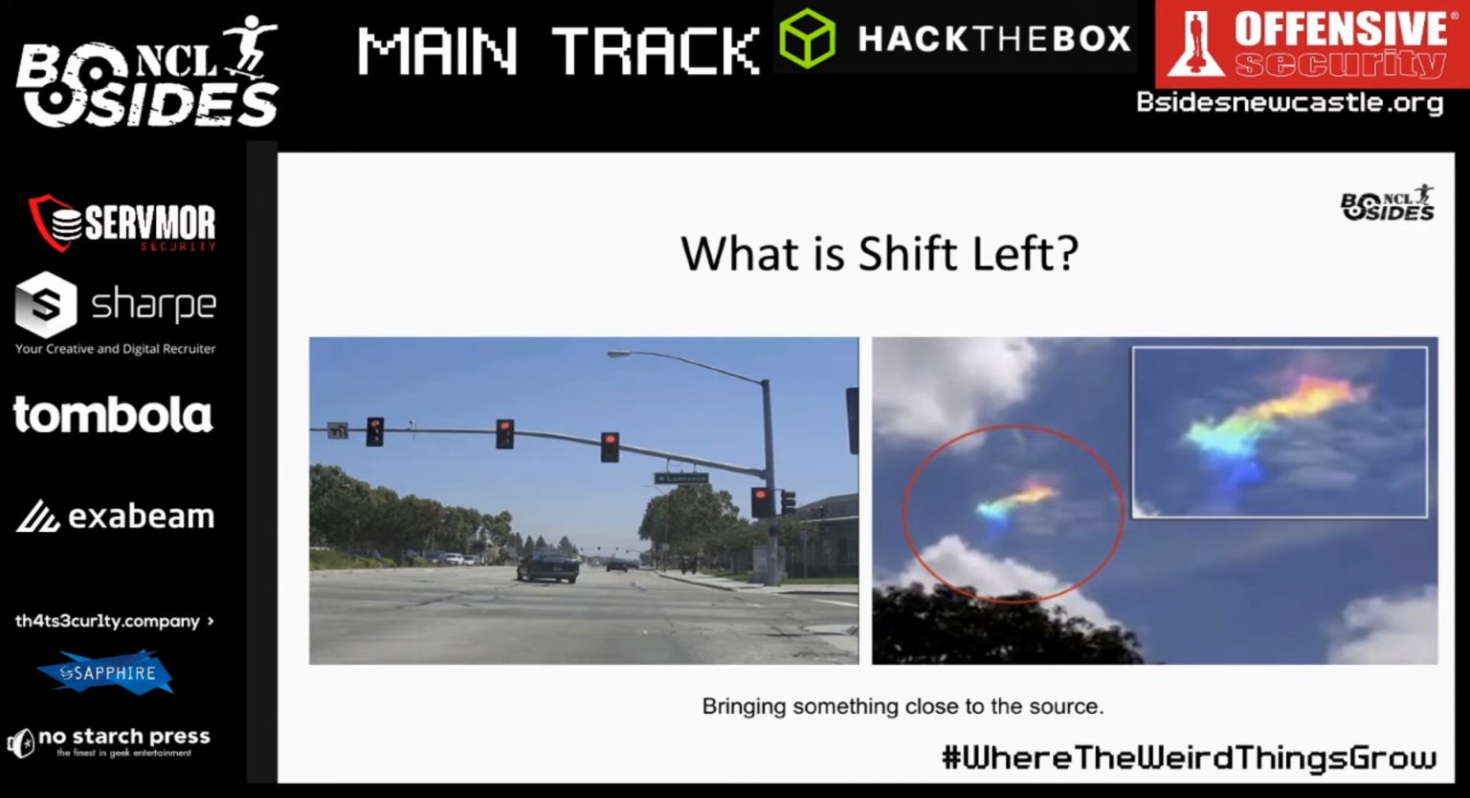So it basically means that when you increase the distance, you are moving away from the source, and that is you are moving towards the right side. You are moving to the red side. Whenever you bring something close to the source, that is when you move to the left side. That basically means you are shifting close to the source. So this is the generic meaning of shift left.